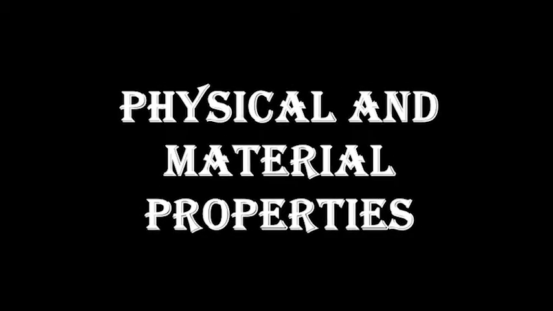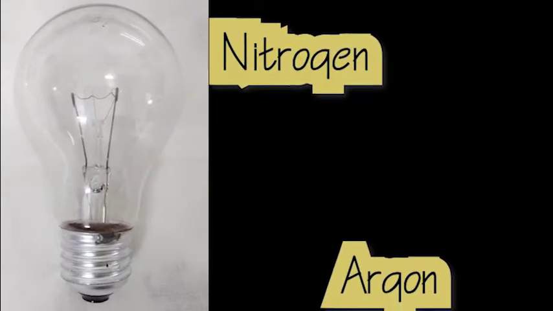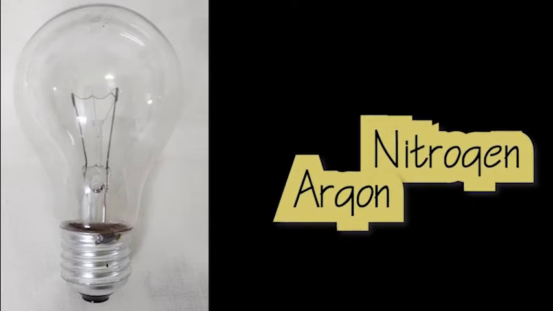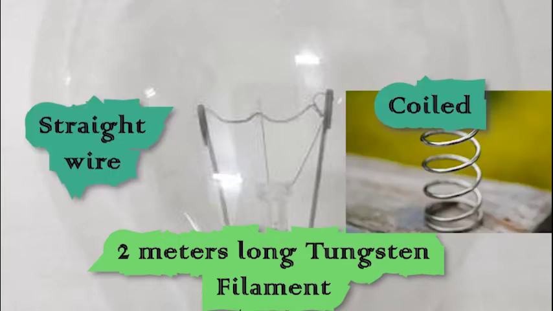Physical and material properties. First, we have the bulb. The material used to make the bulb is soft glass. Secondly, the gas used in a light bulb is usually a mixture of nitrogen and argon to retard evaporation of the filament. Next, the filament is usually made of tungsten. It may be a straight wire or a coil.